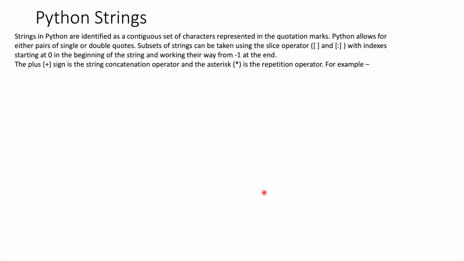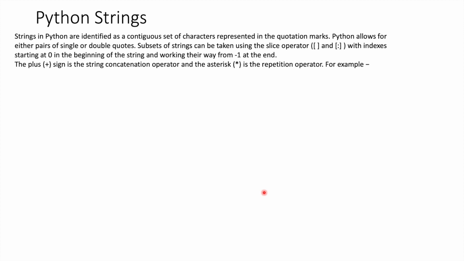Okay, let's talk about strings, another data type which you have. Strings in Python are identified as a contiguous set of characters represented in quotation marks. Python allows for either a pair of single or double quotes. Subsets of a string can be taken using the slice operator, which works similar to the list. We're going to talk about that list.